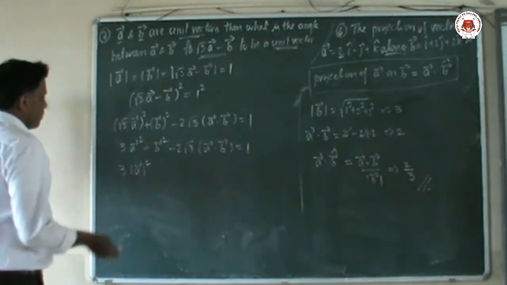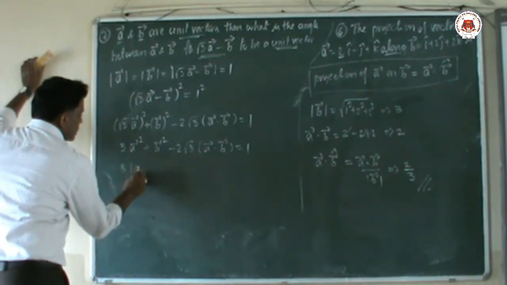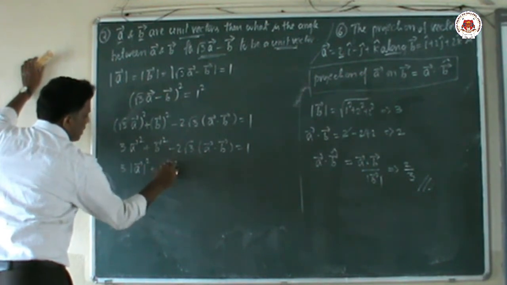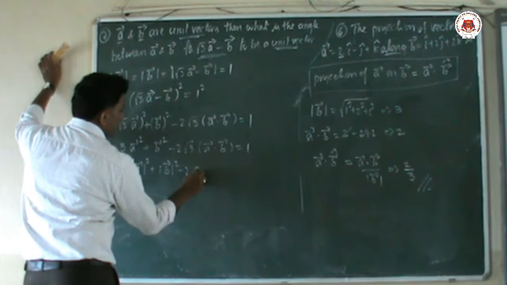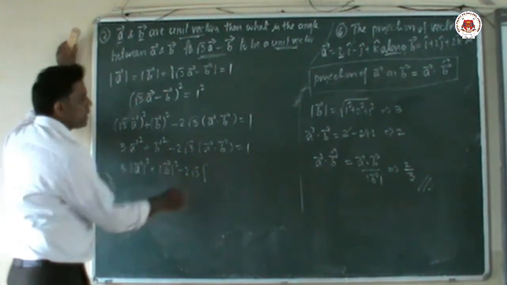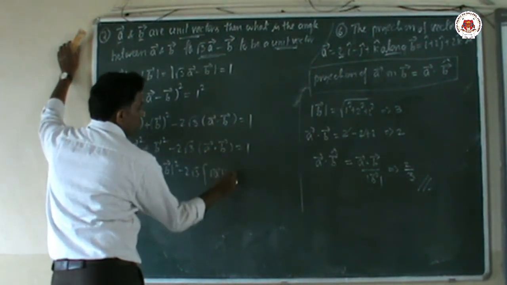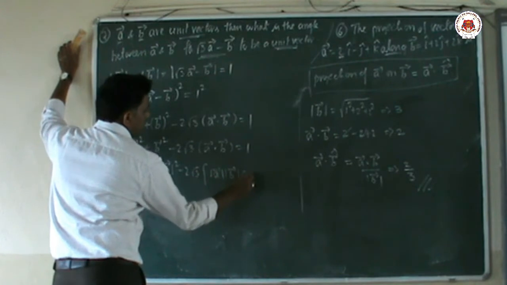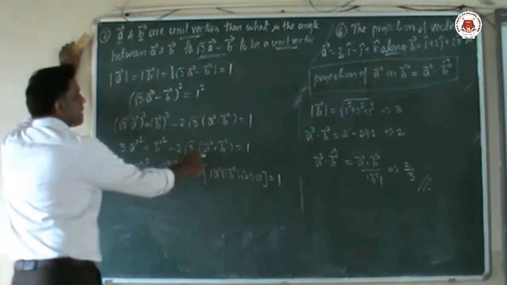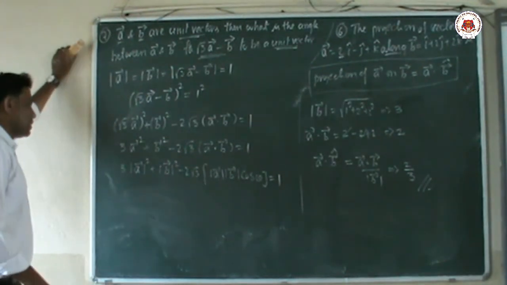Okay children. Now using that we can write directly: this is 3 into mod of A vector squared, plus mod of B vector squared, minus 2 root 3 into A dot B. What is the A dot B formula? The dot product formula is mod A vector, mod B vector into cos theta, and this is equal to 1, because the A vector dot B vector formula is mod A vector mod B vector into cos theta.